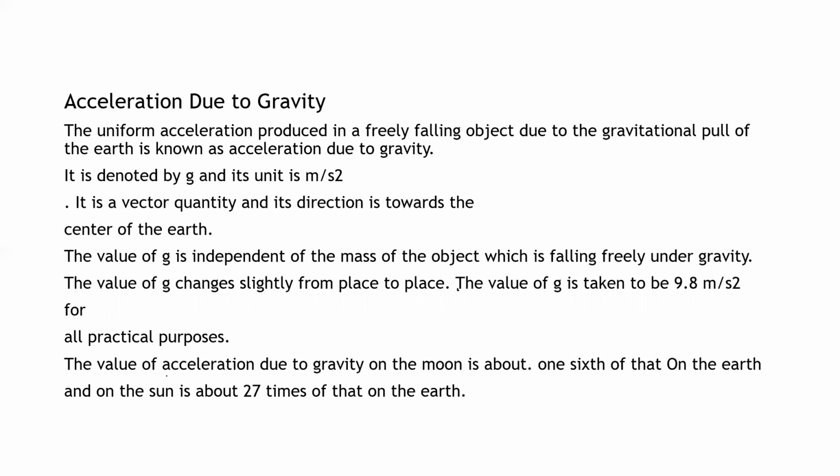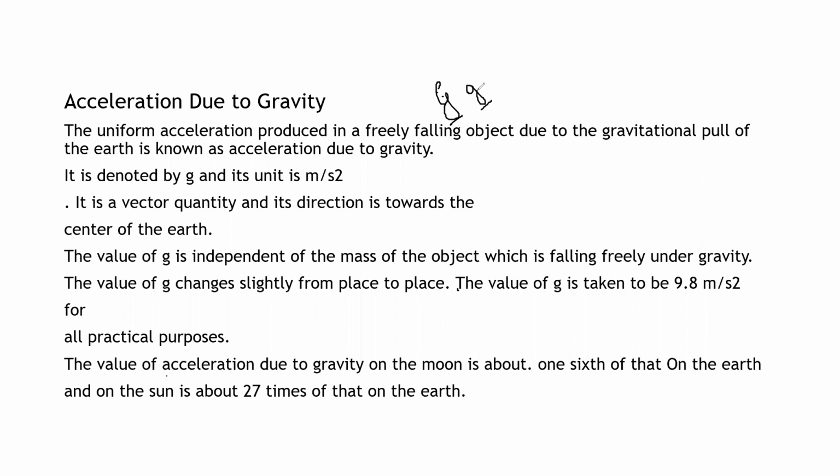Right? So the definition of acceleration due to gravity is whatever acceleration a freely falling body acquires. This is denoted by the letter small g. So don't get confused between capital G and this small g. Why? Because capital G is the universal gravitational constant, and small g is the acceleration due to gravity.